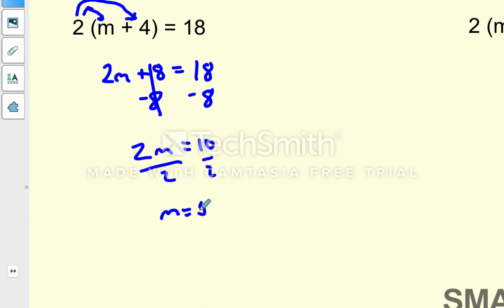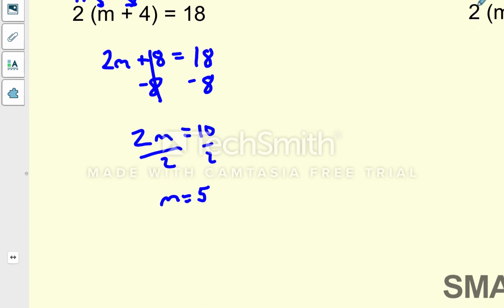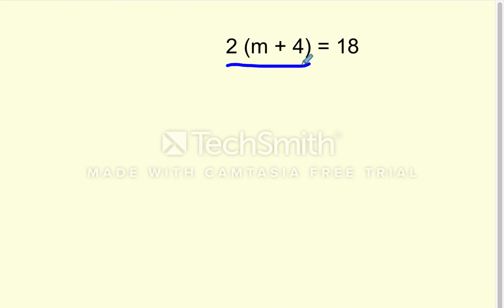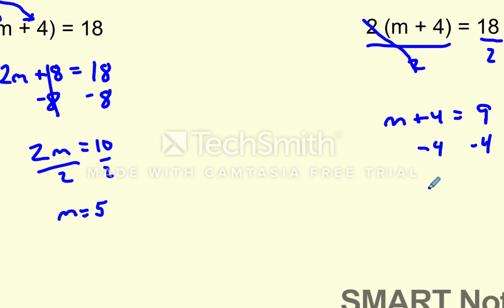The way that I really like to do this, though, I know that this means to multiply everything by 2. So if I divide everything by 2 on this side, that will actually cancel out the distributing. And then I just have to divide by 2 on this side. And when I do that, I haven't crossed out m plus 4, so I'm left with that on the left side. And on the right side, I'm left with 9, right? Because 18 divided by 2. So now what number plus 4 is 9? Well, that number has to be a 5.